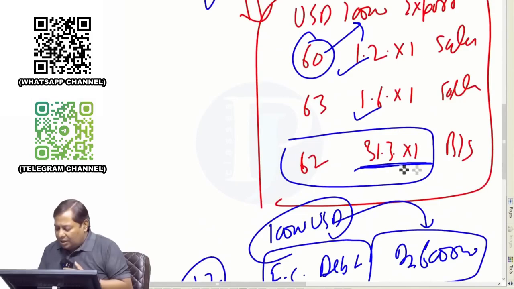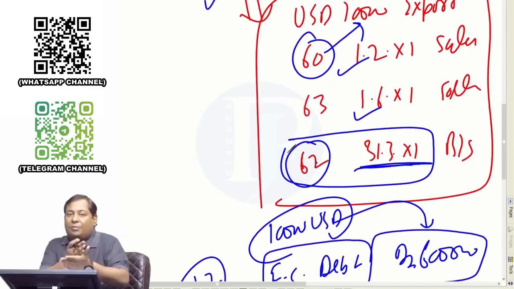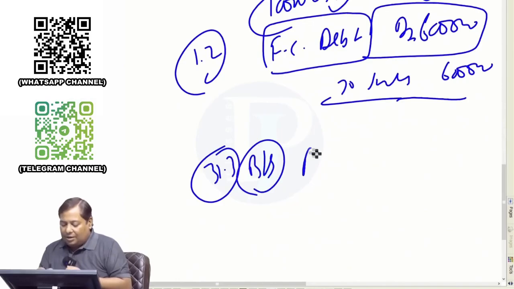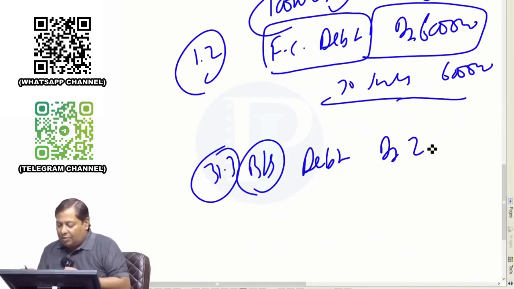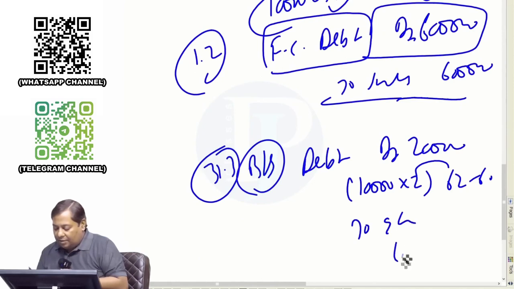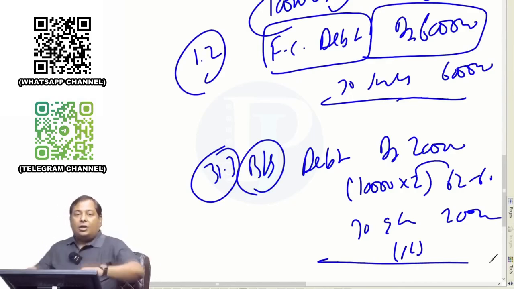I have checked the closing rate for 31st March is 62. The valuation of my debtors is increasing: it was 60, now it's 62, a gain of 20,000. So I need to pass an entry: debtors account debit 20,000, which is 10,000 into 2, that is 62 minus 60. So the exchange gain of 20,000 rupees will go in P&L. In my balance sheet, debtors are not of 6 lakhs but of 6.2 lakhs.